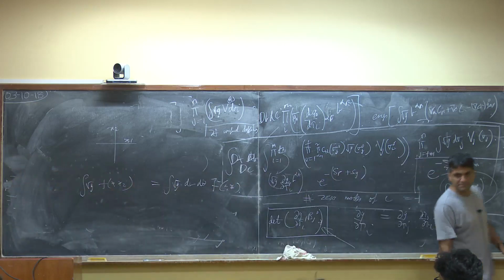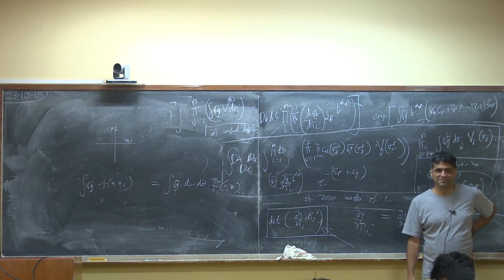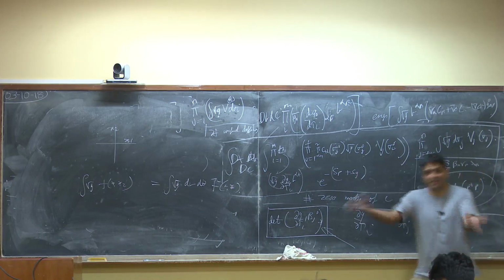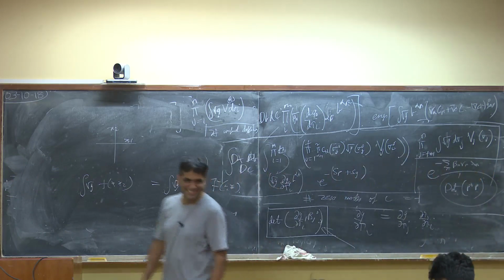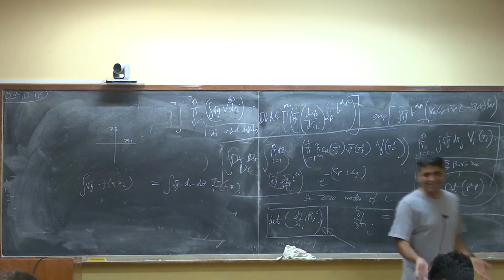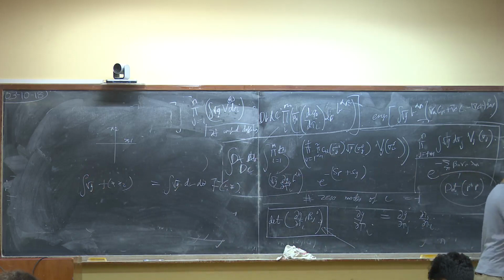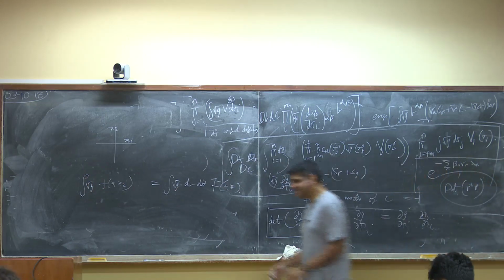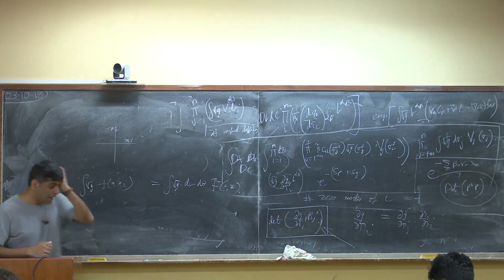So if I had tau 1 initially, it will not become tau 1 tilde, it will be whatever it is in the new coordinate. It will be tau 1 tilde times whatever. By definition, this is so.